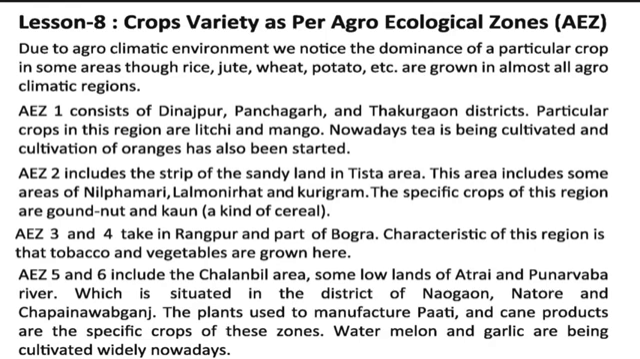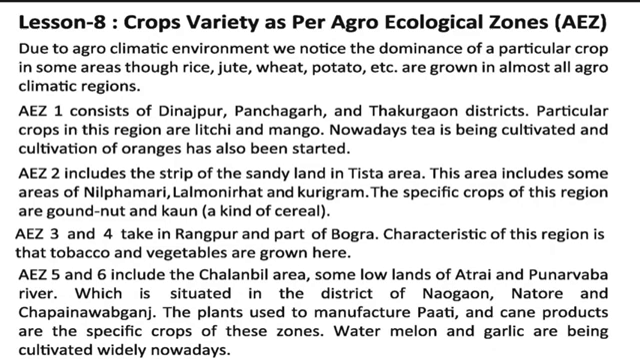Lesson 8. Crop varieties as per agroecological zone. Due to the agroclimatic environment, we notice the dominance of particular crops in some areas, though rice, jute, wheat, potato, etc. are grown in almost all agroclimatic zones.